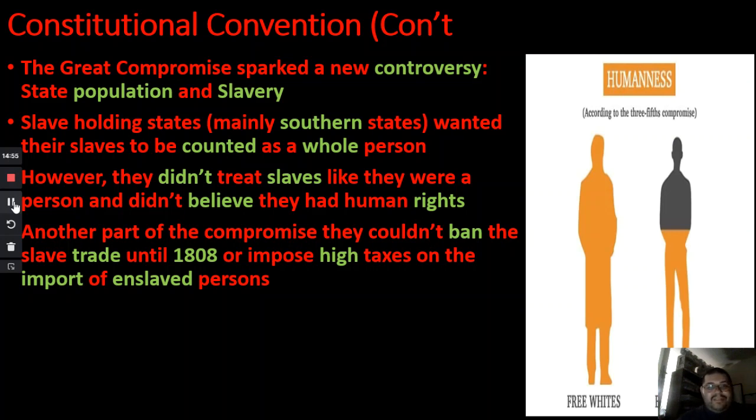So it's like you want the state and the government to see them as a person, but you don't treat them like a person. They're not free. They don't have rights as people. And that's where the anti-slavery states were like, they shouldn't count as people because they don't have rights. They don't have freedom. So they shouldn't be counted as people. So I know it's kind of a mind twist. You have to flip it around, you know? But yeah, slave states wanted slaves to be counted as a whole person, whereas anti-slavery states said, no, they should not count as people.